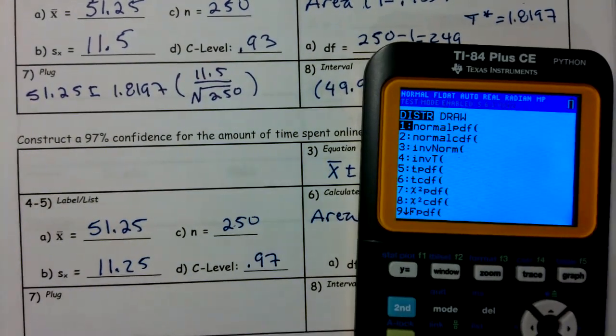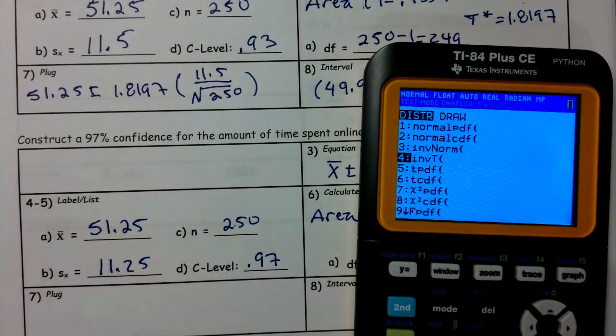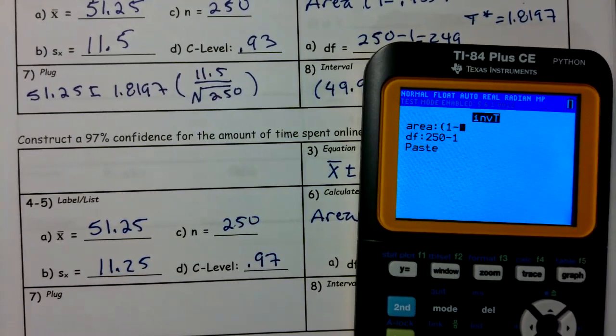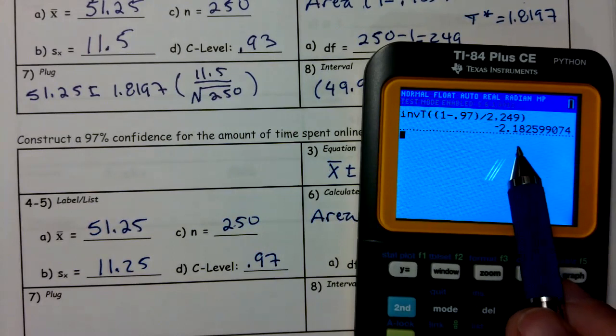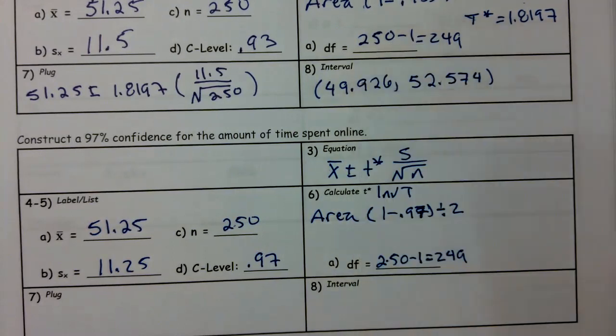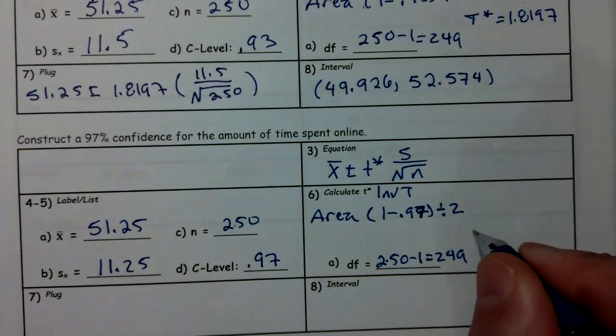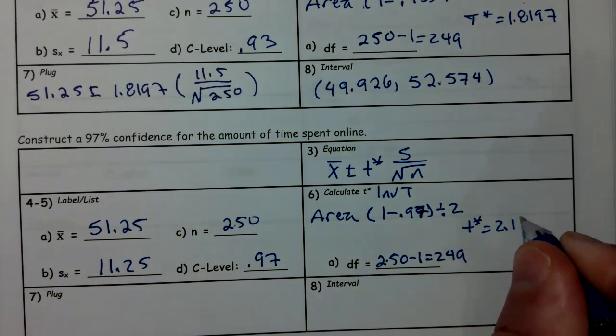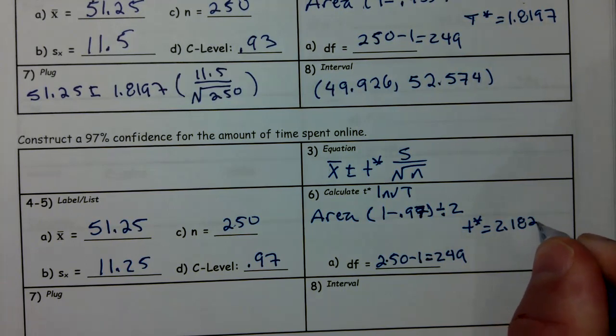So second vars, inverse t, parenthesis, 1 minus 0.97, close parenthesis, divided by 2. Again, those parentheses are super important. For degrees of freedom, you can either type in 250 minus 1, or you can just type in 249. Either one is fine. And it gives us 2.1825. So our t star equals 2.1825.